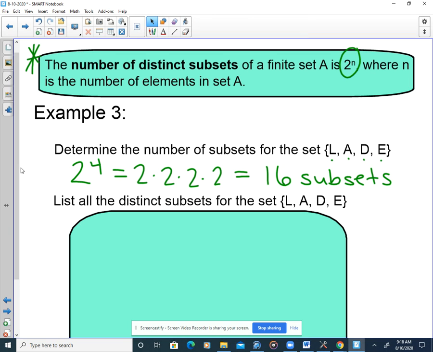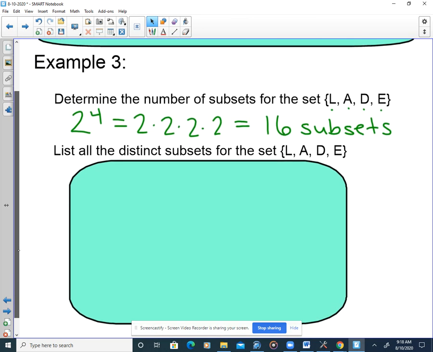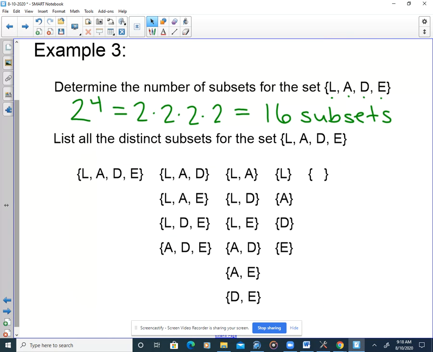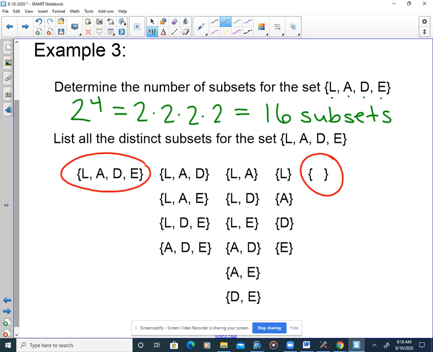I will show you the 16 subsets to prove to you that it actually has 16 subsets. Here are the 16 subsets of that set. Again, we always have the set itself, and we always have the empty set. These are always two given subsets that you should automatically know. The set itself and the empty set. And then here will be the other 14 subsets.